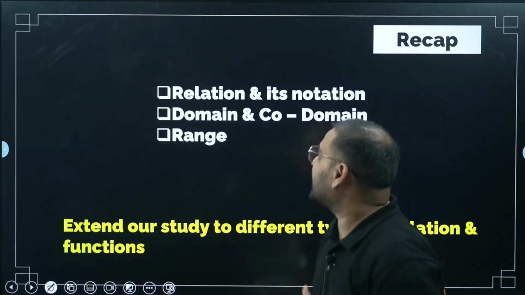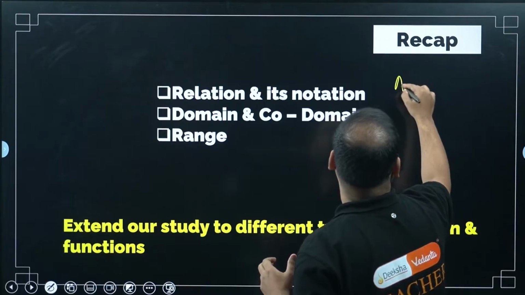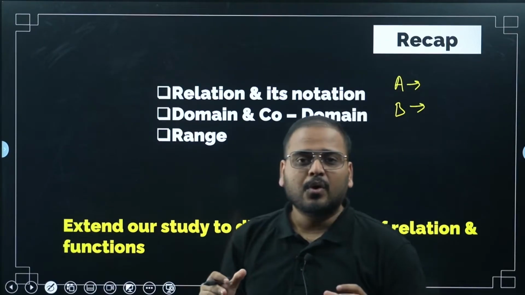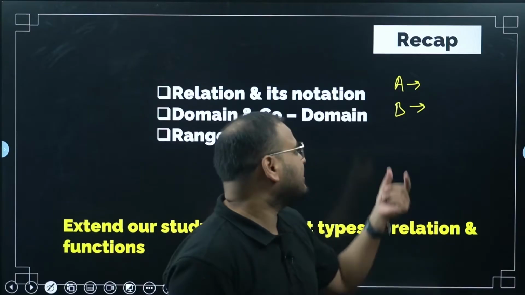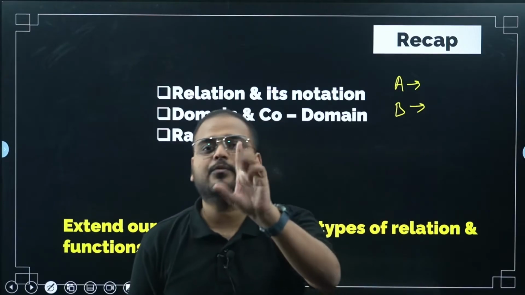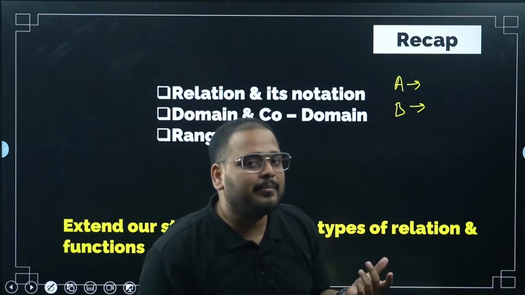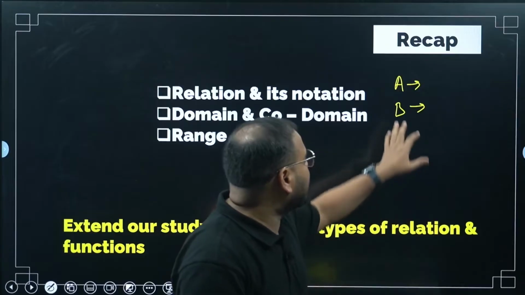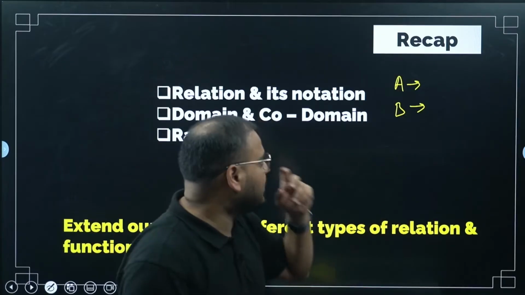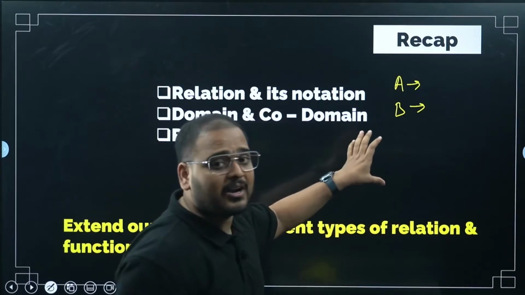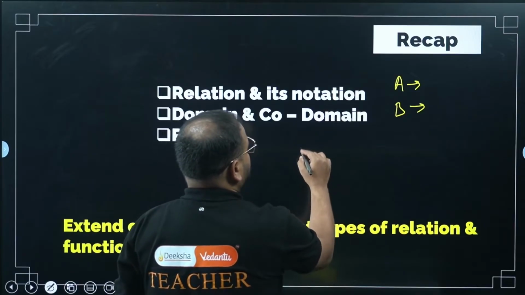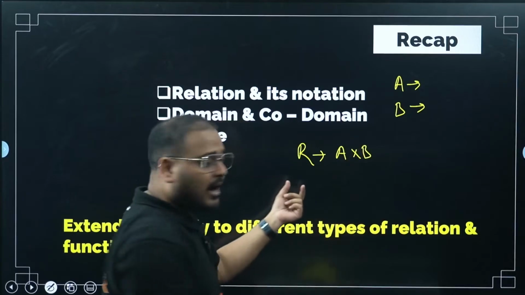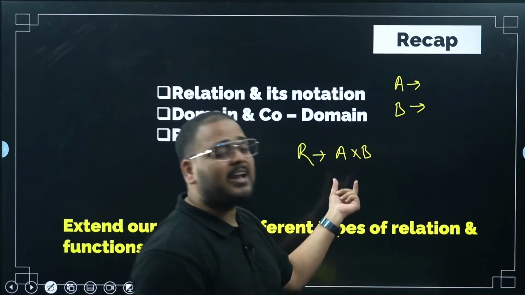It means if I have two sets A and B, we'll see what the elements in the sets are. But for now, non-empty set means the set must have at least one element. If it does not have any element, then it will not be a non-empty set. So A and B are two non-empty sets. Then a relation R on A and B can be written as R equals A cross B.